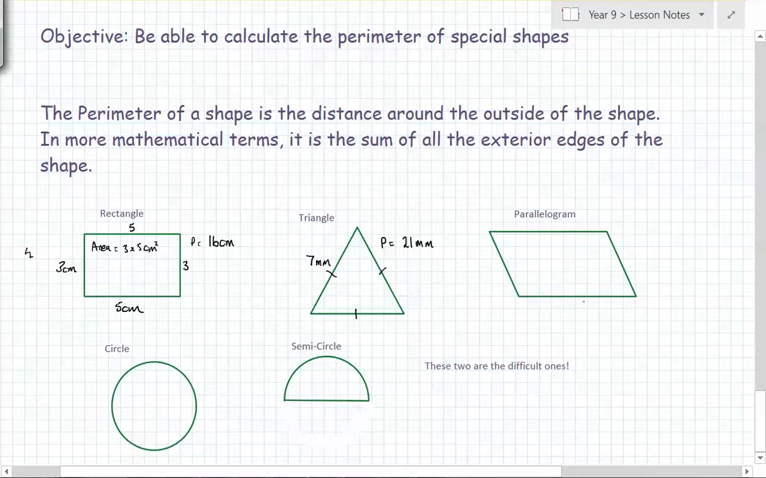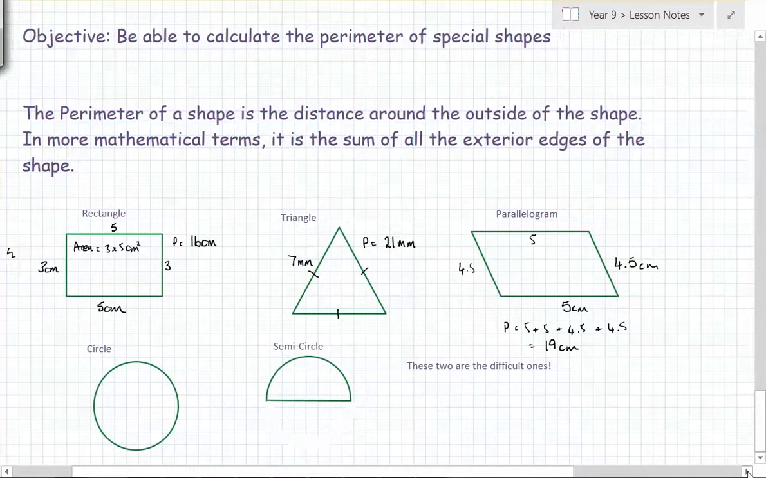The parallelogram is basically the same as a rectangle. So this would be 4.5 centimetres, this would be 5. So it'd be 5 plus 5 plus 4.5 plus 4.5, which makes 19, and the unit? Centimetres. Okay, so that's an easier one.